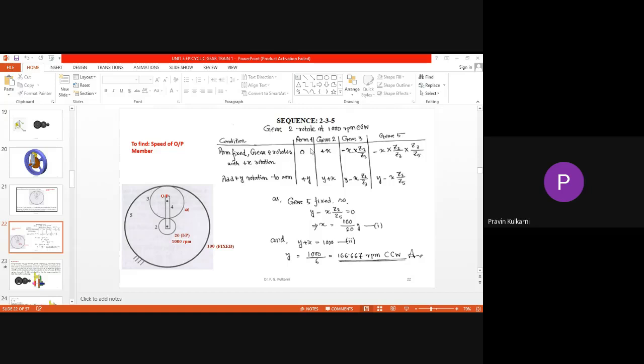So arm is fixed, so speed is 0. Gear 2 is given some motion, so X. Motion of 3 will be ratio of teeth into X. Likewise, add Y to all the elements, and finally add the different speeds. Remember that two speeds are always given. First speed is the speed of the second member. Second speed is ring is fixed, that is speed is 0. Accordingly, you have to find out.